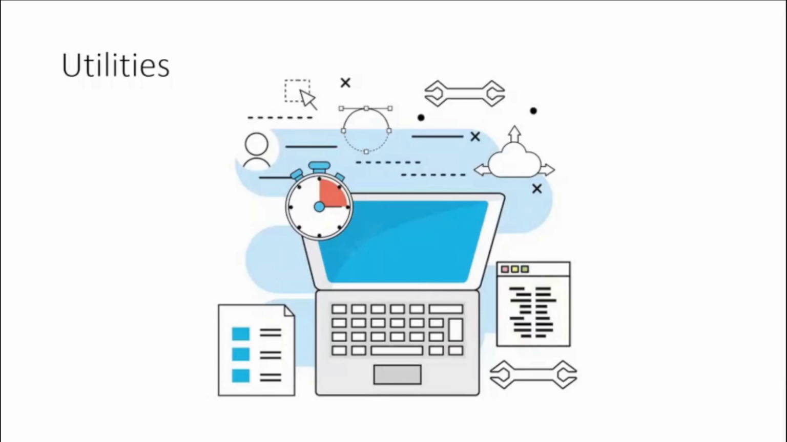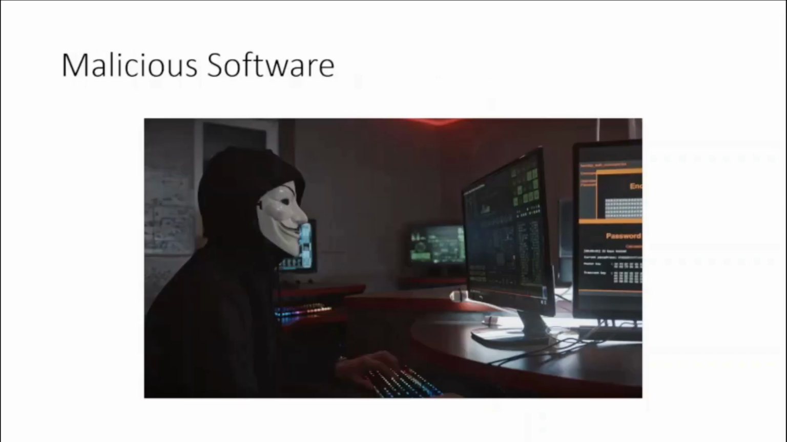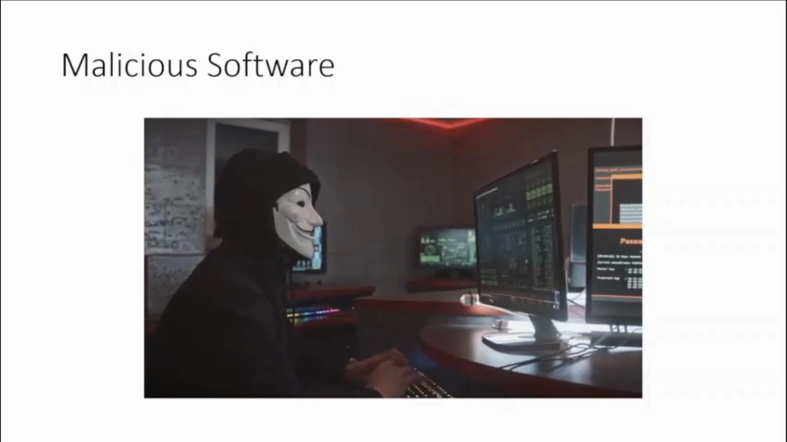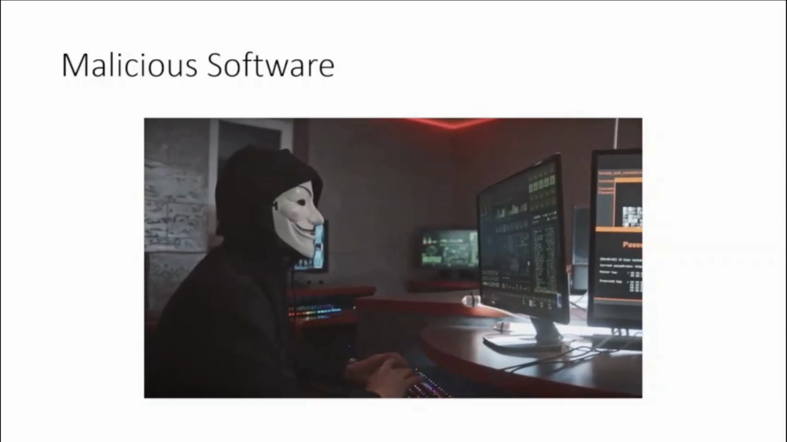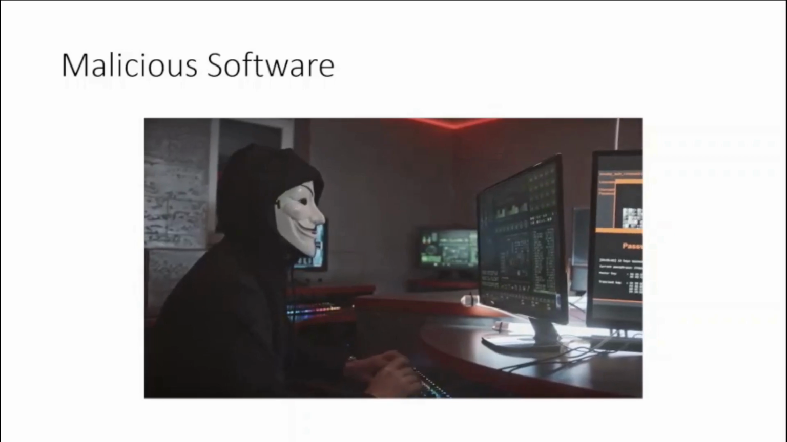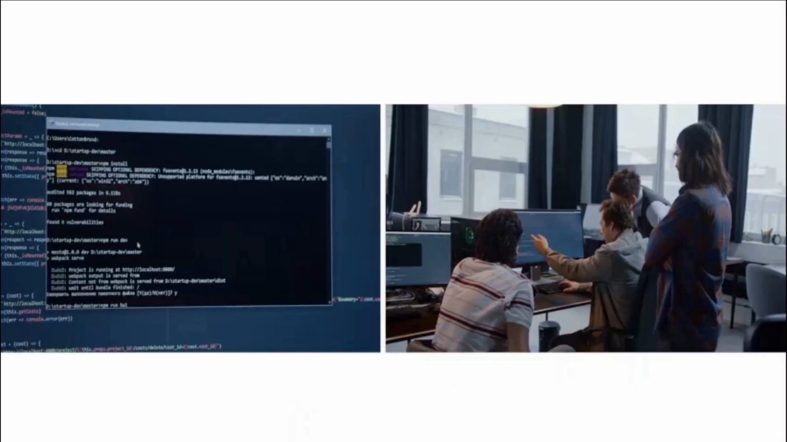Utilities. Utilities are computer programs designed to assist users in the maintenance and care of the computers. Malicious software or malware is software that is developed to harm or disrupt computers. Malware is closely associated with computer-related crimes.